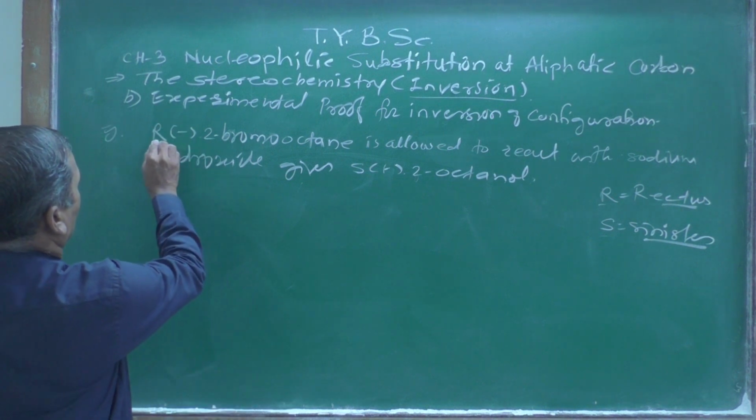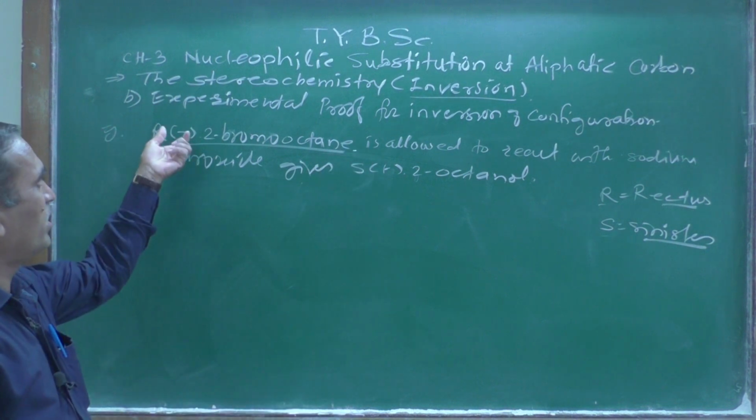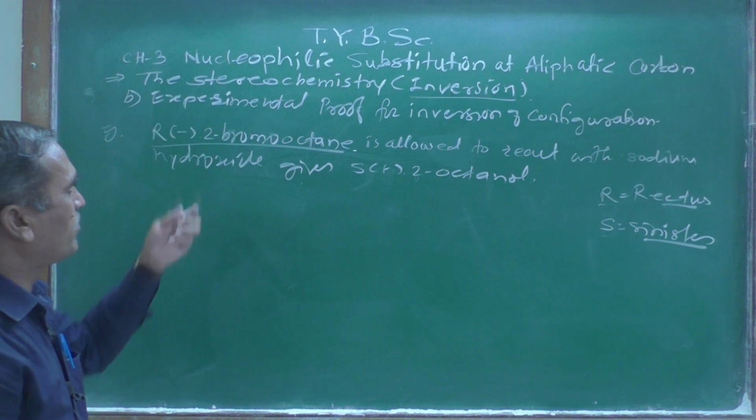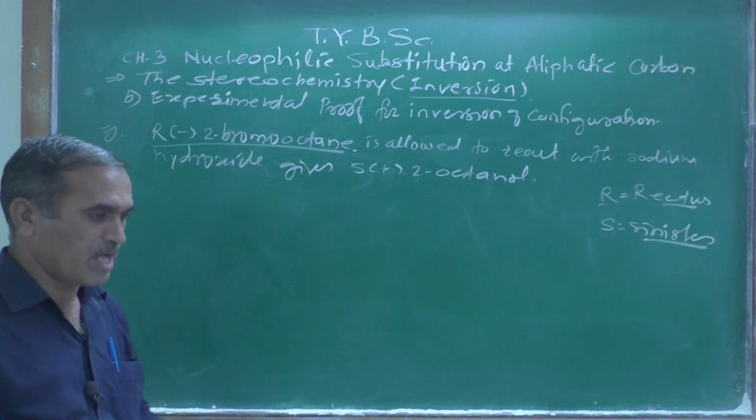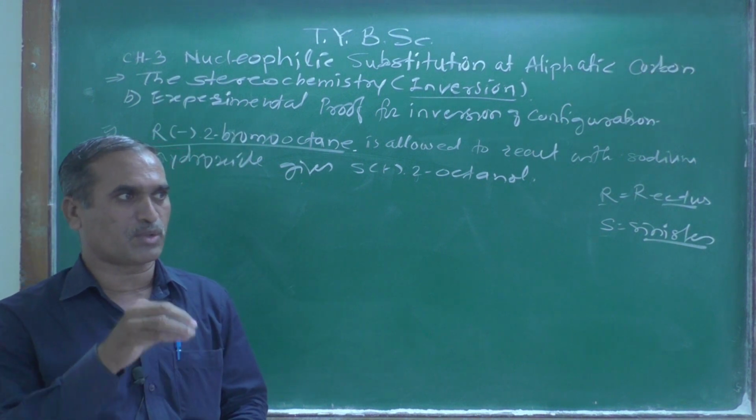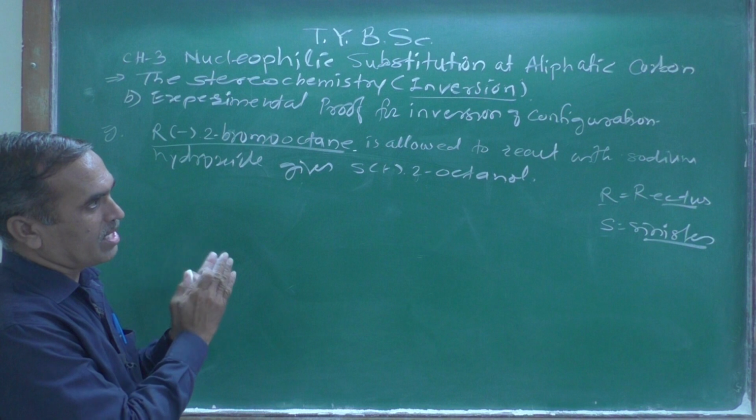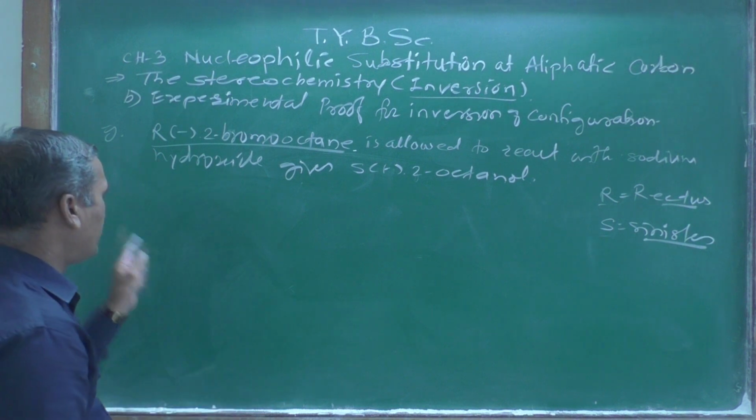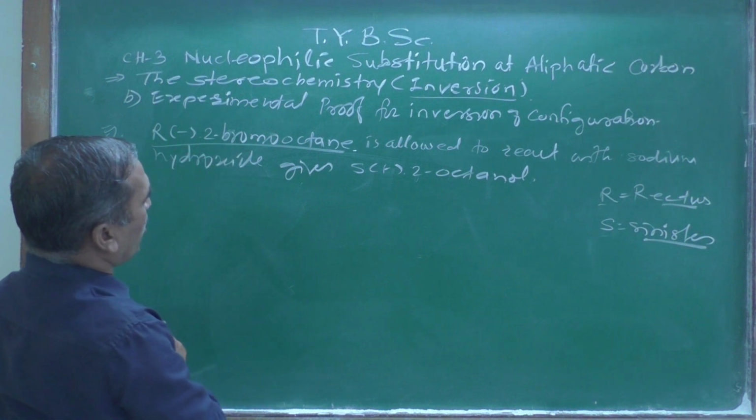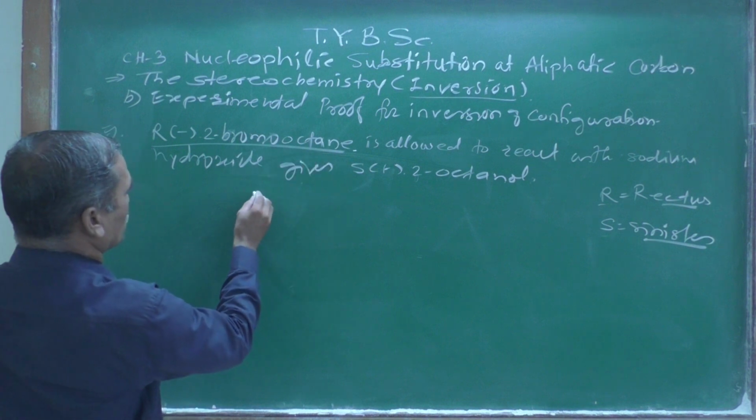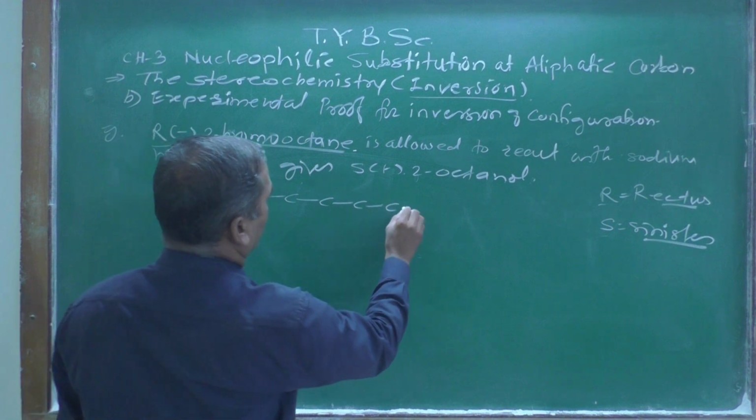Now, can you draw the structure of this R minus, the levorotatory 2-bromooctane? We are going to draw the structure on the basis of the wedge formula, because we are learning the mechanism. Octane means what? Four carbon? No, there are eight carbon atoms in a straight chain.